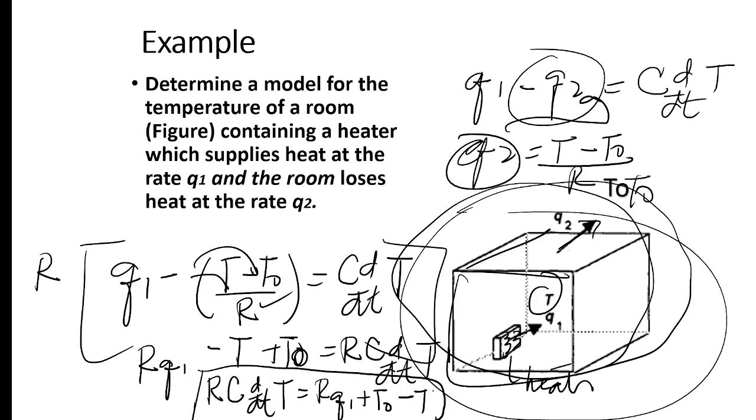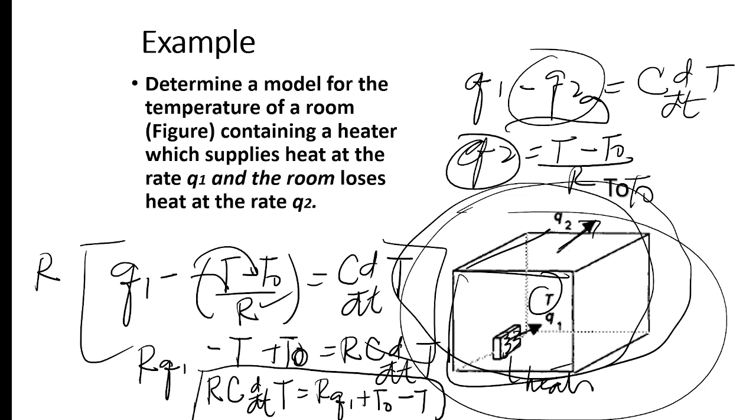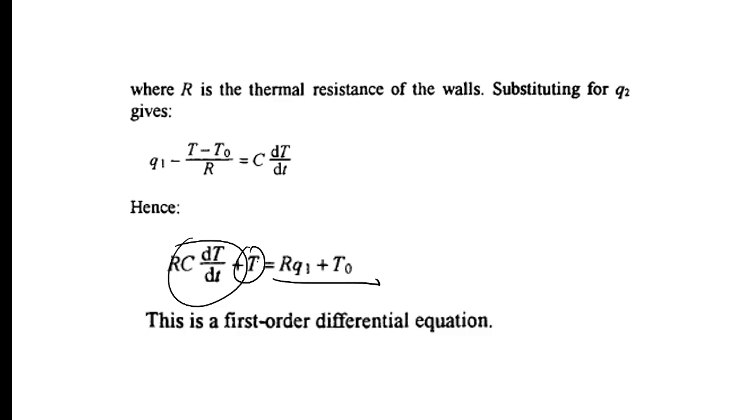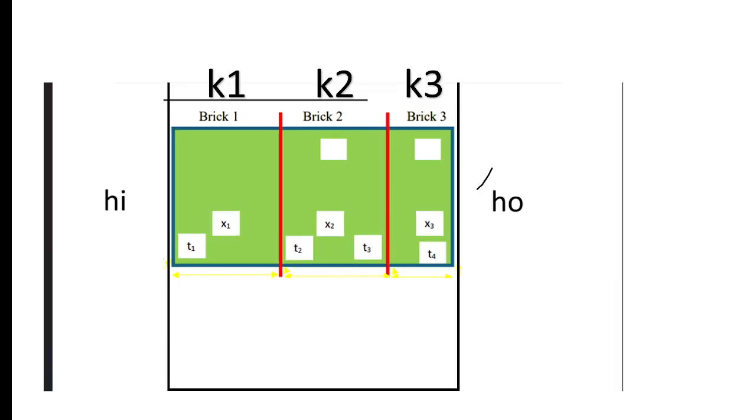Okay, so this is the equation. RC d over dt of T plus T equals RQ1 plus TO. Also, we can rearrange in that way. RC d over dt plus T, we can put it there, then RQ1 plus TO. So this is the differential equation represented by the thermal capacitance and the resistance of that specific room. So now we're going to model this.